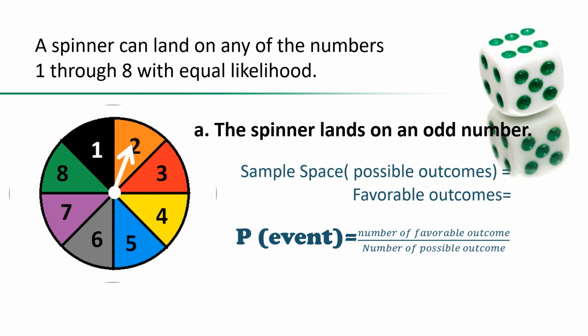Now let us try a spinner. A spinner can land on any of the numbers 1 through 8 with equal likelihood. So let us now find the probability that the spinner lands on an odd number. So for the sample space, we have all the possible outcomes. So there are 8 possible outcomes. Okay, so favorable outcomes, ano nga ba yung mga odd numbers natin dyan? We have 1, 3, 5, and 7. So for the favorable outcomes, we have 4. So the probability of getting an odd number is equal to 4 over 8 or 1/2.